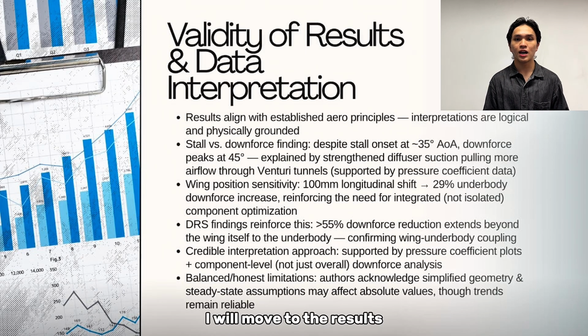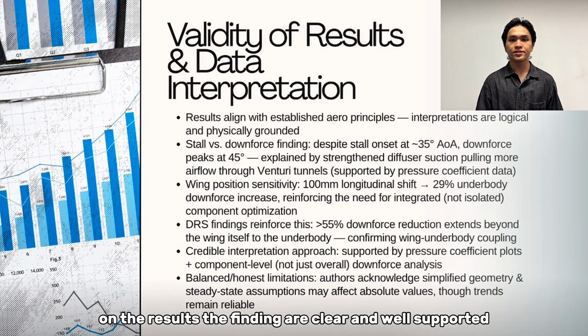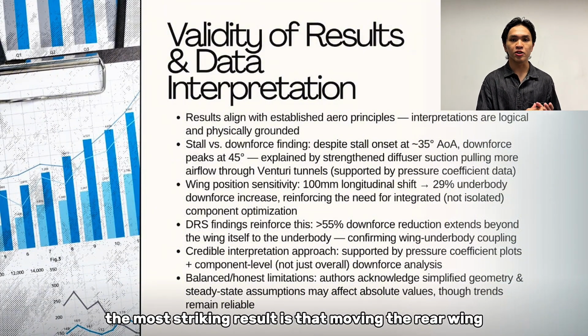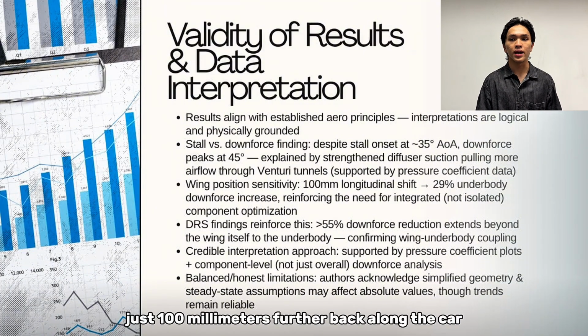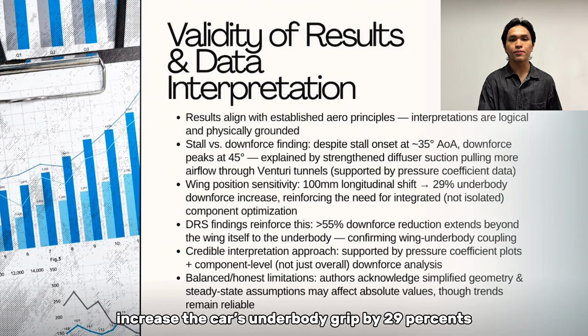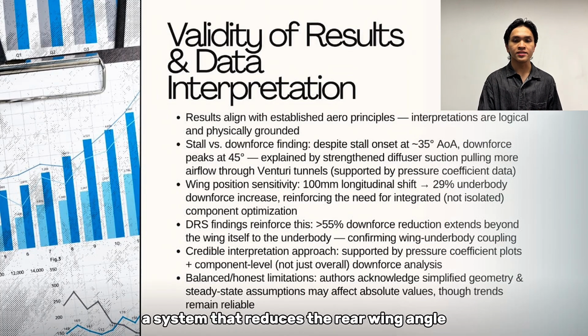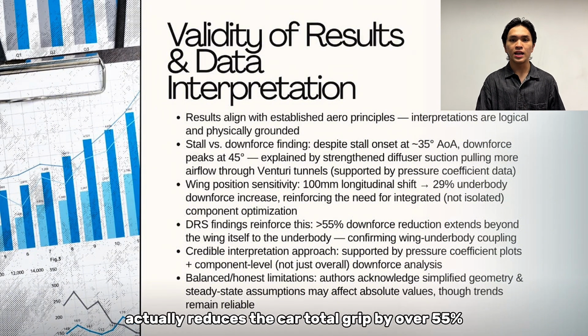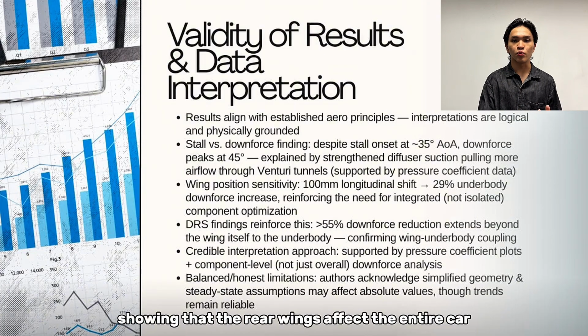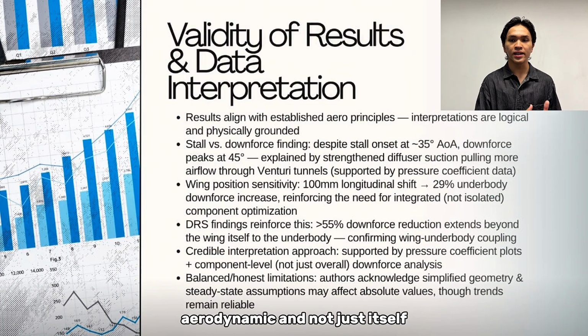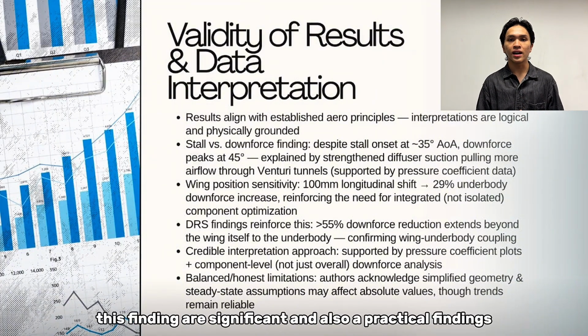Alright, thank you, Des. I will move to the results. On the results, the findings are clear and well supported. The most striking result is that moving the rear wing just 100mm further back along the car increased the car underbody grip by 29%. The study also found that activating DRS, a system that reduces the rear wing angle to allow higher straight line speed, actually reduces the car's total grip by over 55%, showing that the rear wing affects the entire car's aerodynamics and not just itself. These findings are significant and also practical.